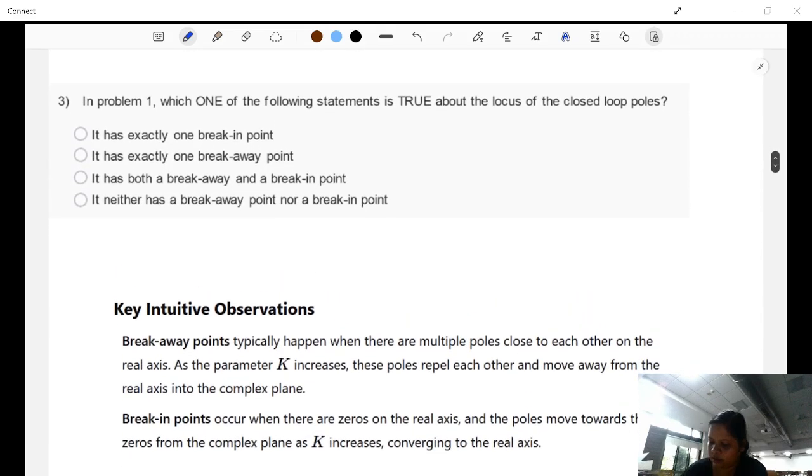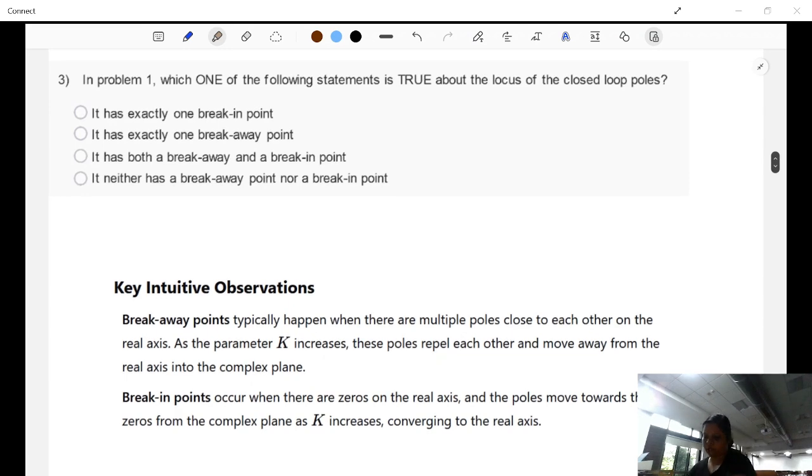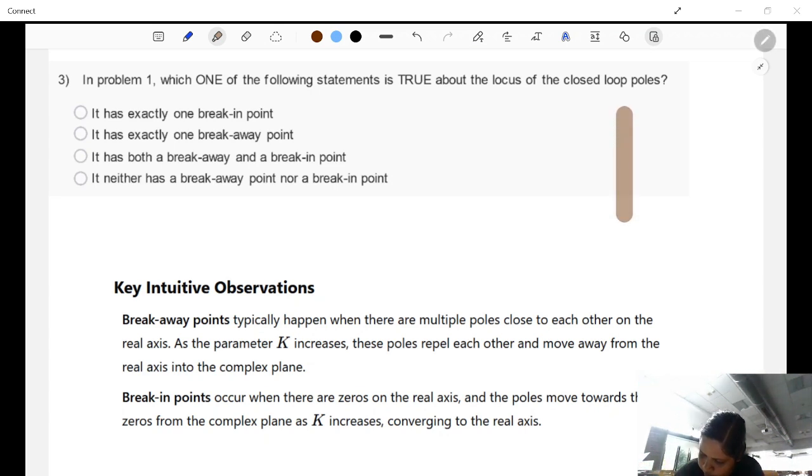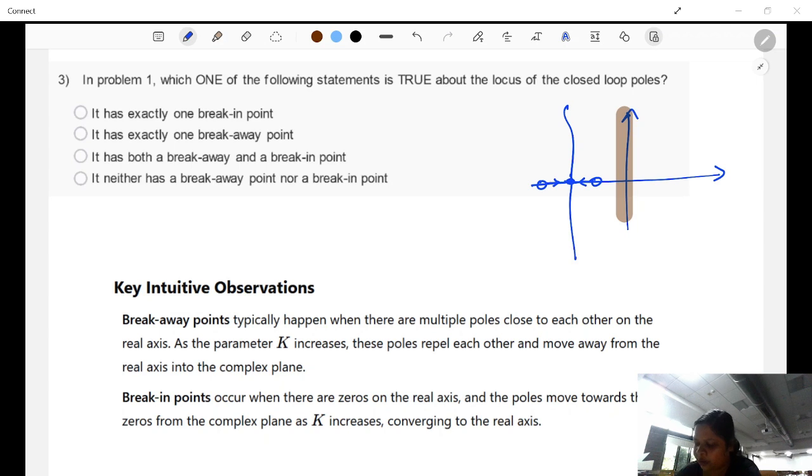In that case, you are given the formula, but before that, I'll tell you this. How do you understand from intuition whether there would be a breakaway or break-in point? If there are two consecutive poles, you would understand that yes, branches will emerge from them, they would come to some point and both of them would go in the other direction. Let's say you have a pole here, a pole here, a branch would emerge from here, a branch would emerge from here. They both will meet here. One will go in this direction, one will go in this direction. So this is called a breakaway point.